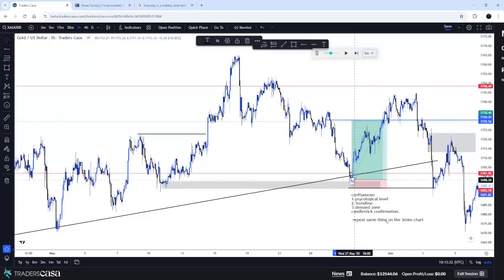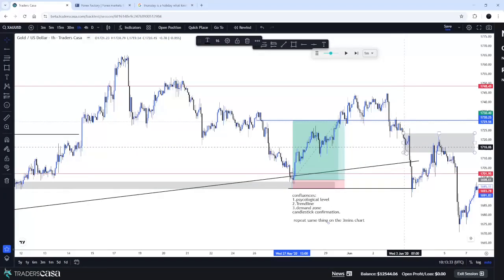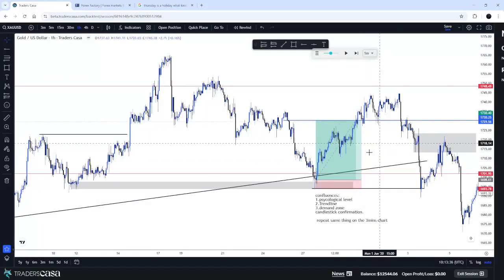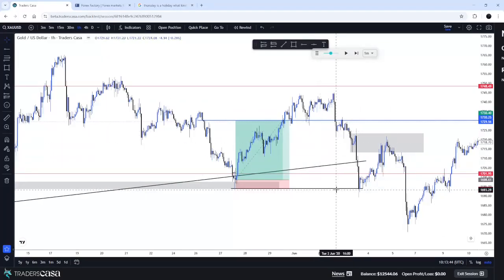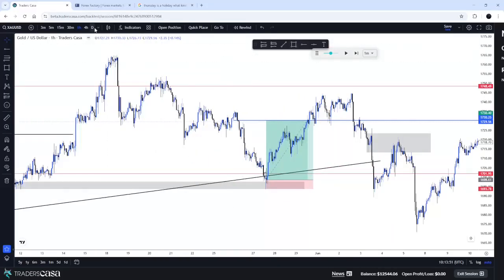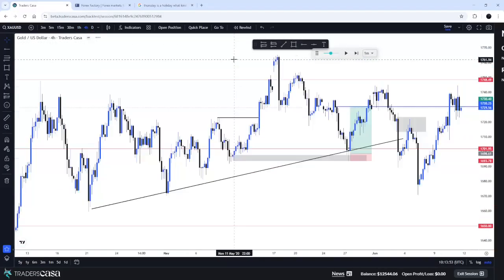And I think this one will last you, let me say, the entry was on Wednesday, then you would have taken your profit on Friday 12 p.m. So that's nice. So now let's go to the next trade.